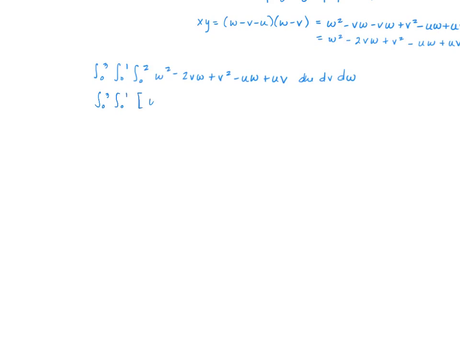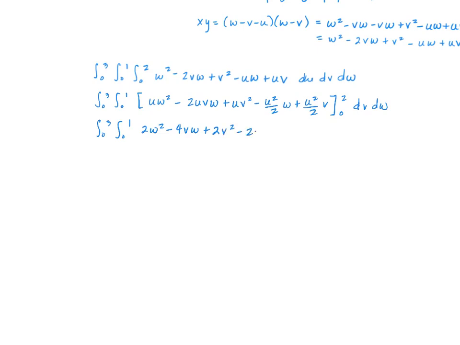I'm integrating with respect to u, so I have u w squared minus 2uvw plus uv squared minus u squared over 2 w plus u squared over 2 v. I'm sure there was probably an easier way I could have done all this. And then 0 to 2 dv dw. If I plug in 2, that gives me 2w squared minus 4vw plus 2v squared minus 2w plus 2w plus 2v.